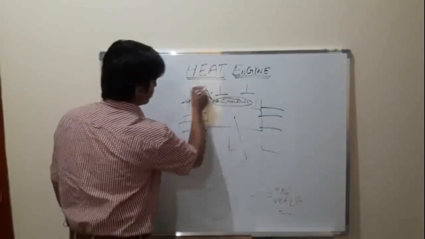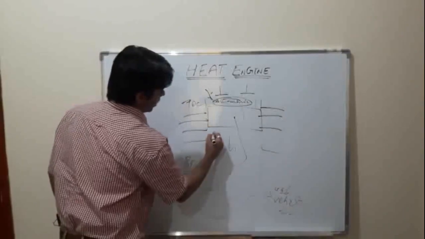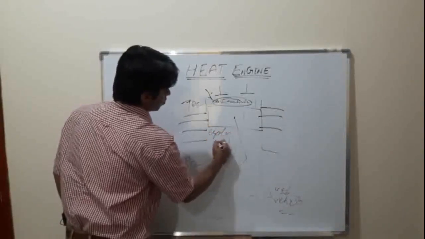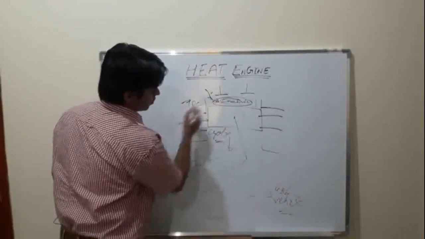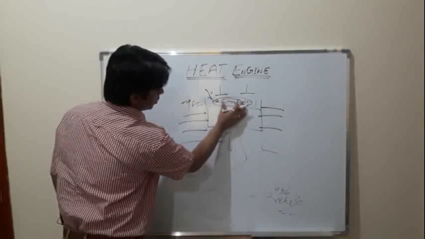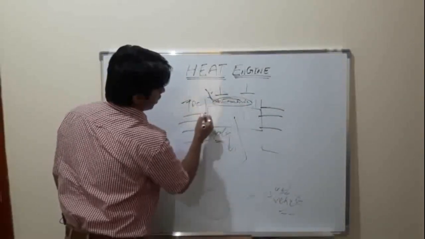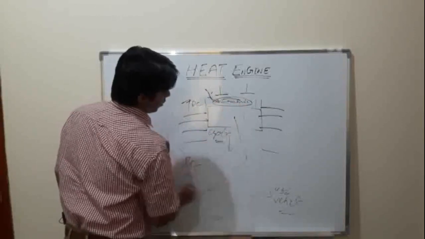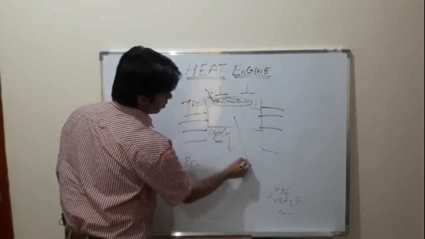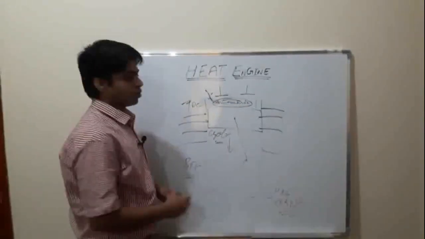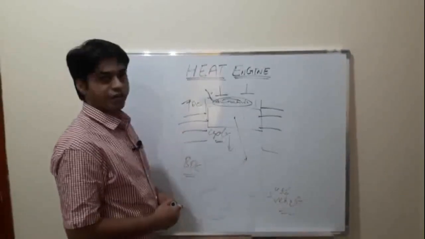This whole system is a cyclic process. It is a continuous process. The substance comes in from the inlet valve continuously, and you get the mechanical work here. So this is the basic example of a heat engine.